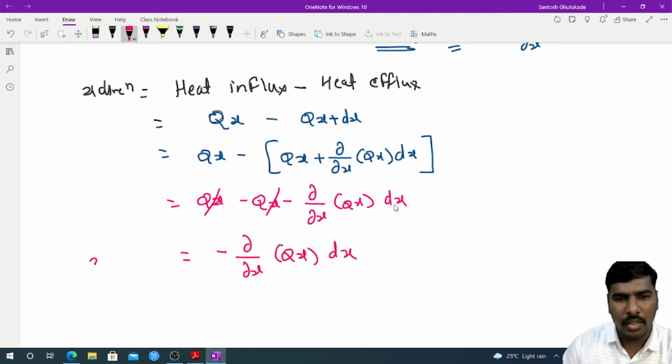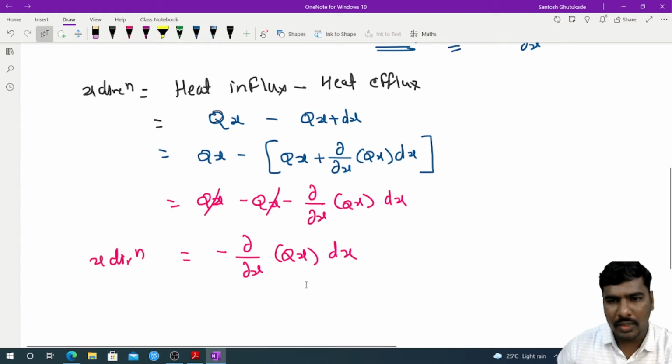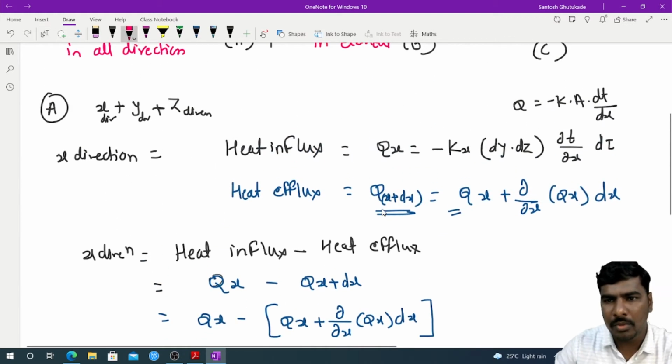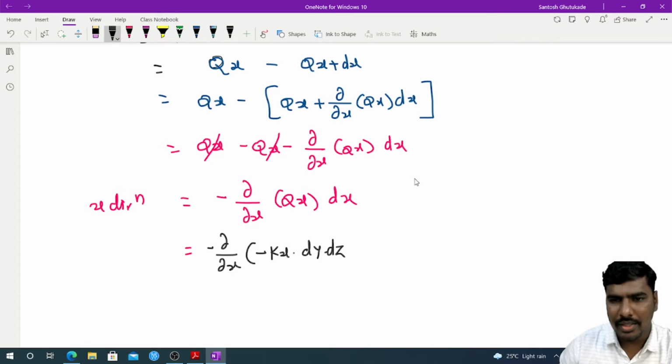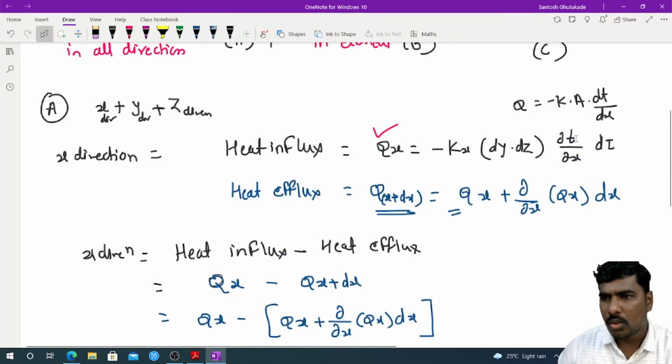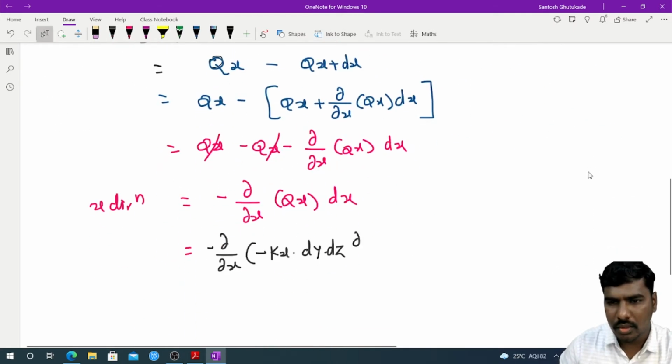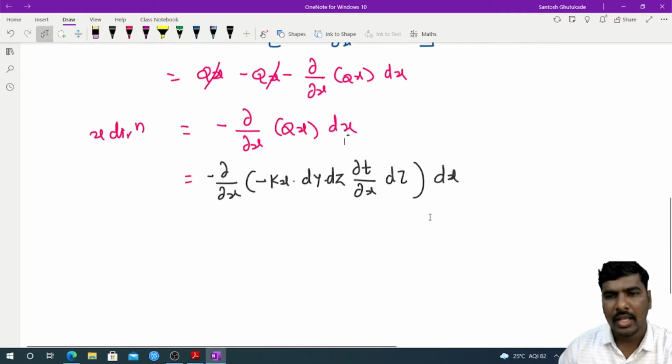So this is the heat accumulated in the x direction, but here you can see Qx. From Fourier's law, or from the heat influx, Qx is nothing but minus Kx dy dz dou T by dou x into d tau. So I am putting this value in this equation. Instead of Qx, I am putting Kx into dy into dz dou T by dou x into d tau, and dx as it is. Now I am simplifying this equation.